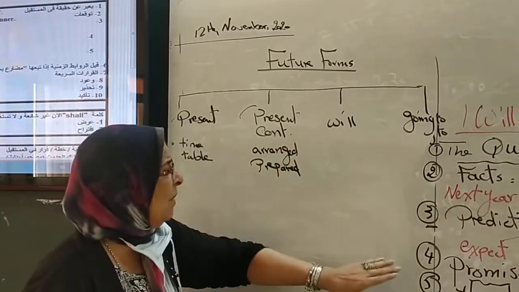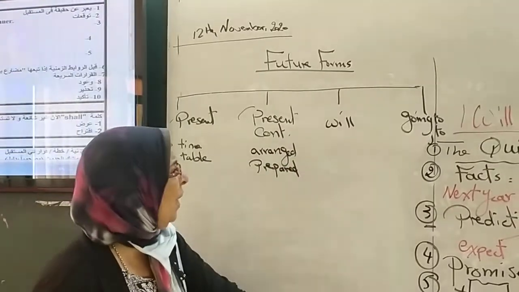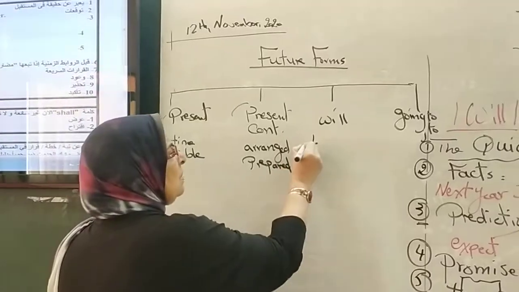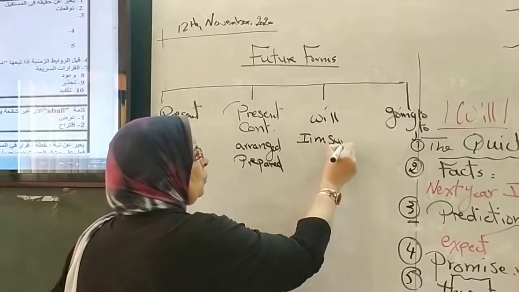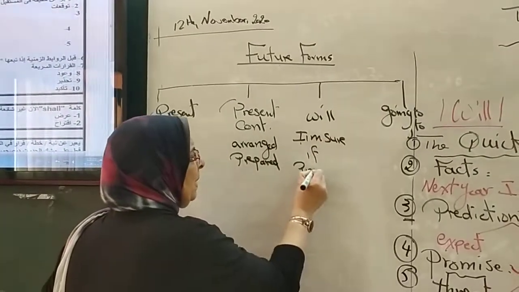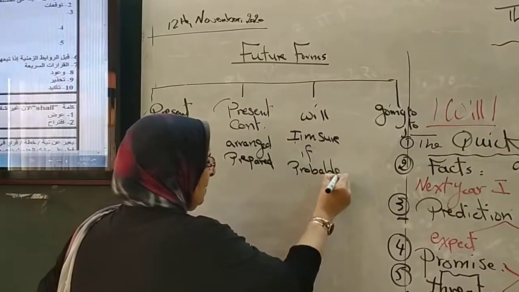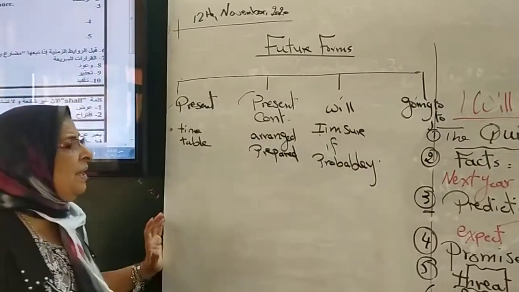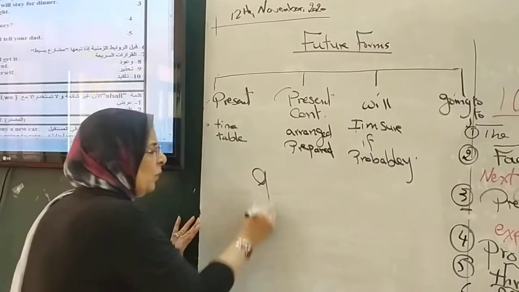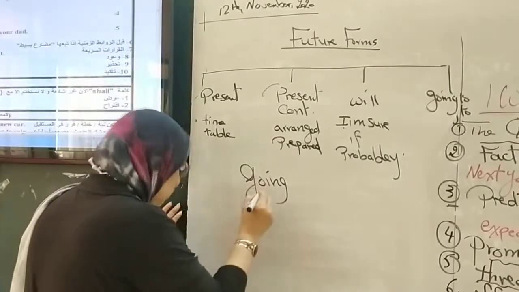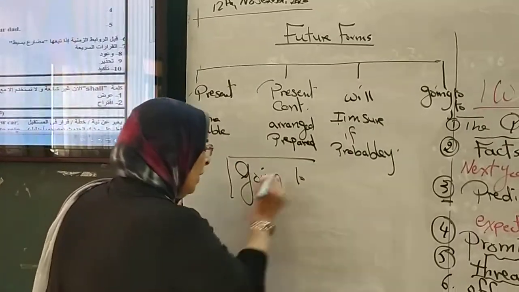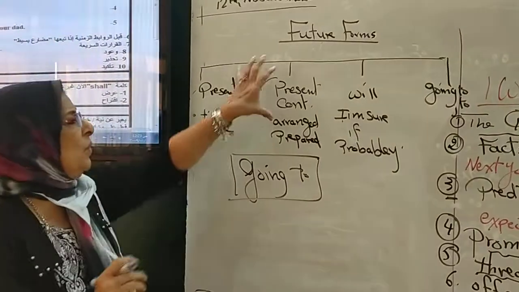When do you use that? Well, I give you some things that you use will with, and I give you some words, for example, I am sure, if, probably, and so on. Miss, when do we use going to? Going to, this is the difference I want you to differentiate between going to and present continuous.